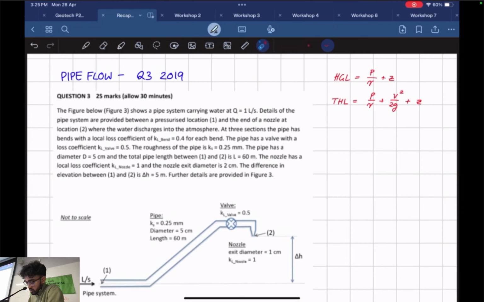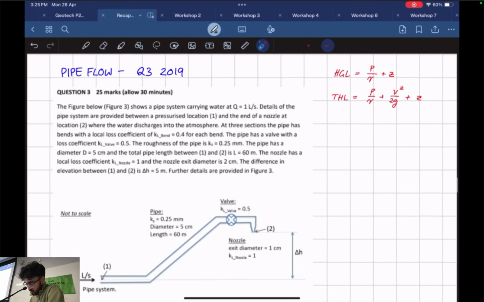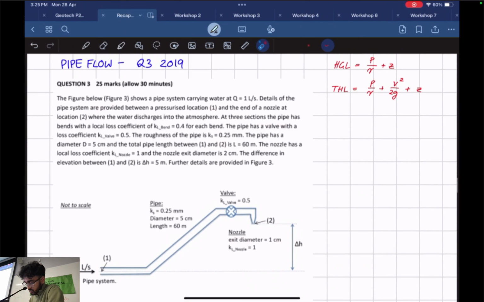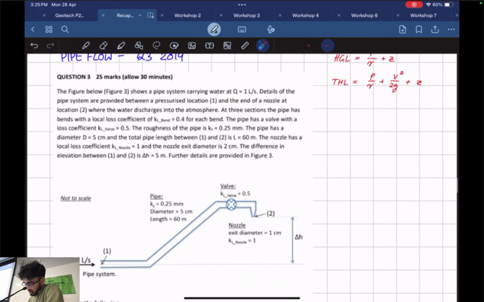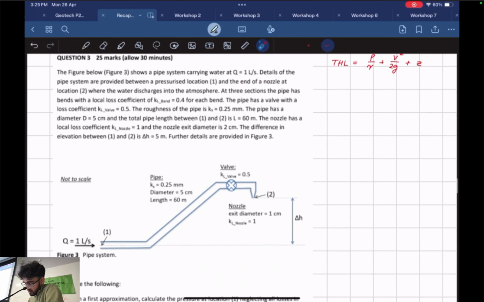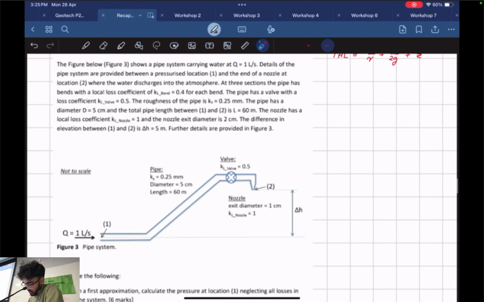So in this question, this is question 3 from 2019. It shows a pipe system carrying water. They've given us the flow and a bunch of other information. We have a local loss coefficient of 0.4 for a bend. We've got a bend here and a bend here, so there are 2 local losses that we have to take into account. We've also got a valve which has a loss coefficient, so that's another one we have to take into account.